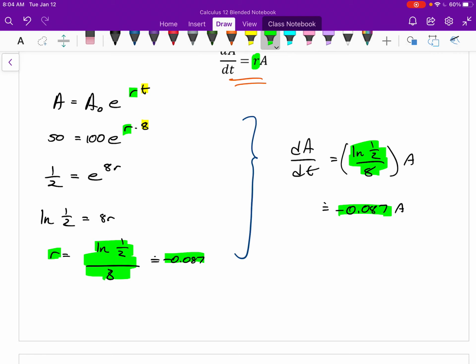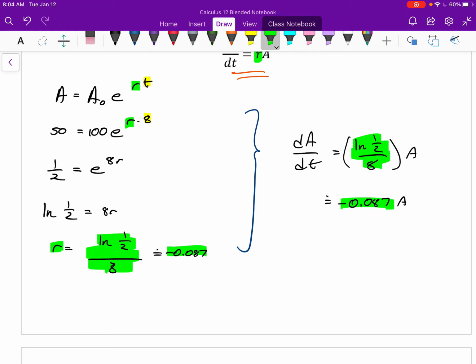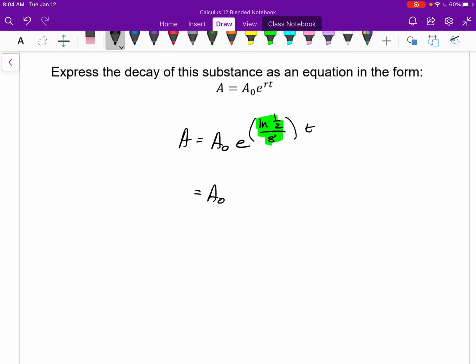That leads me to the last question, which is to express the same function in this form. It should be quite quick now. A equals A naught times e to the ln of 1/2 over 8, all times t. I could also decimalize it, but keep in mind, this is more of an approximation. I could call A naught 100%, but again, that's not really something I'm too concerned about. I think that's it.